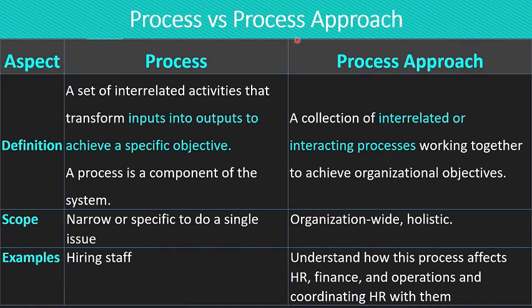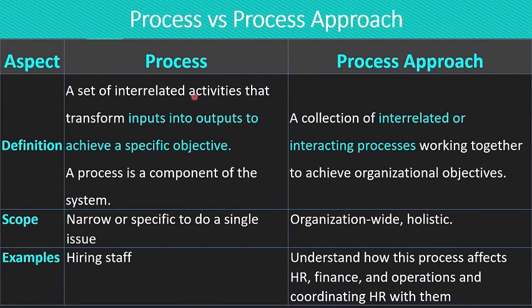In short, the basic difference between the process and the process approach is that, according to the definition, a process is just a set of interconnected activities that have an input and output, whereas the process approach is a management principle of linking, controlling, and improving multiple processes working together for a common objective. According to scope, a process has a narrow scope which addresses a specific or single issue. On the other side, a process approach has a wider scope, which is an organization-wide or holistic approach. That is a strategic way to manage processes across the system to achieve quality, efficiency, and improvement.